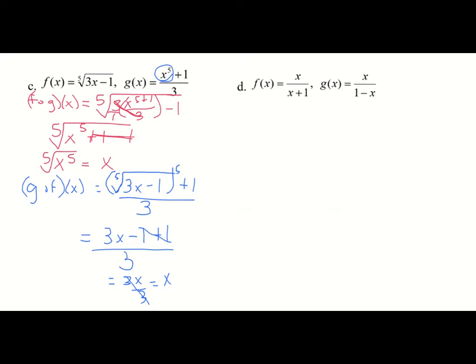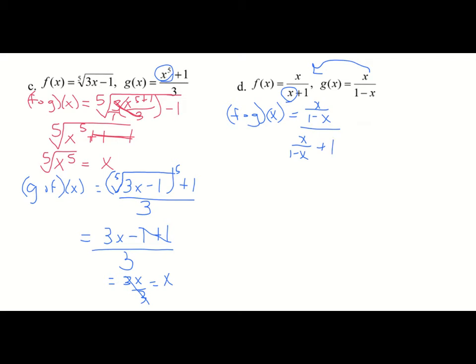All right, let's look at D. So f of x is x over x plus 1, and g of x is x over 1 minus x. So if we do f composed with g of x first, this is going to be a doozy. We're going to plug in g for x. So it's going to be x over 1 minus x over, and then where that x is, we're going to have x over 1 minus x plus 1.